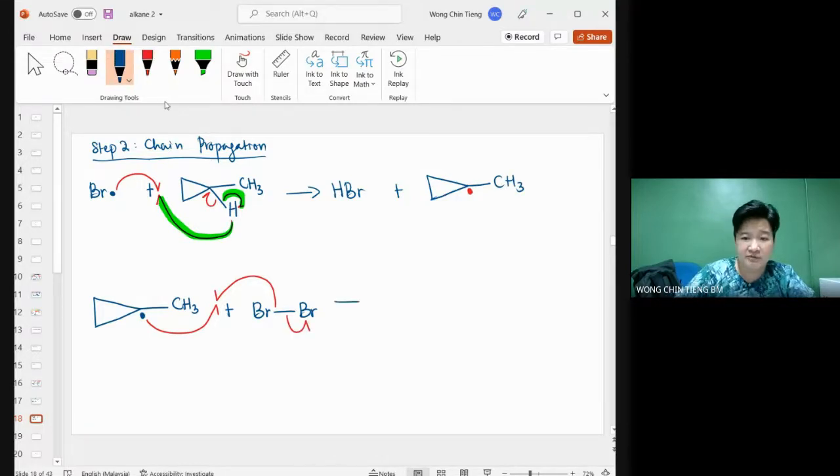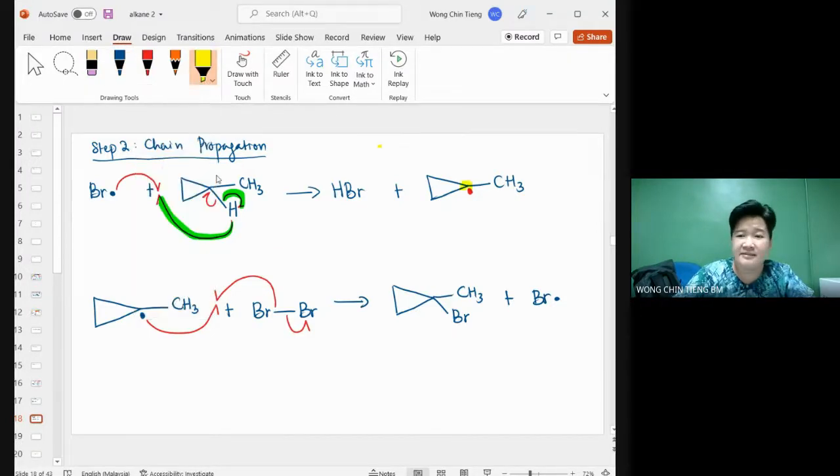And then, you will be forming what? You will be forming your product, CH3. Free radical tu dah jumpa ikatan baru dengan Br. And you're forming a Br free radical. Nampak? Happy? So, don't be so nervous when you come across cyclic. It's the same. Tak payah expand pun. It's the same. Nampak? Letak je titik pada carbon yang betul dan you'll be safe.